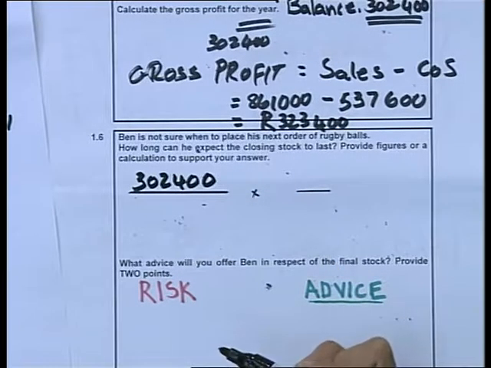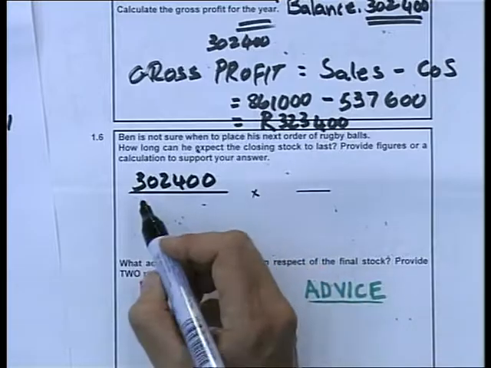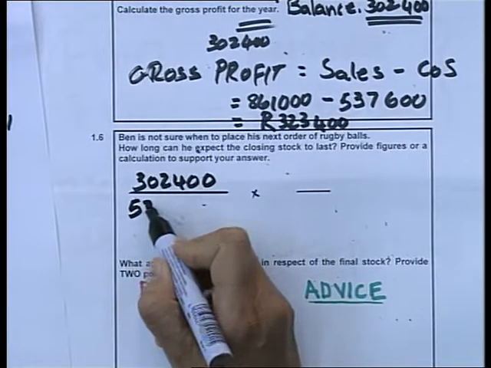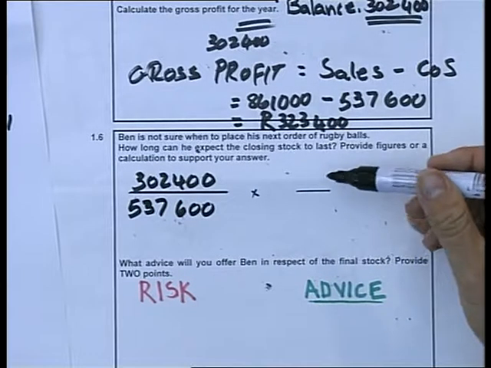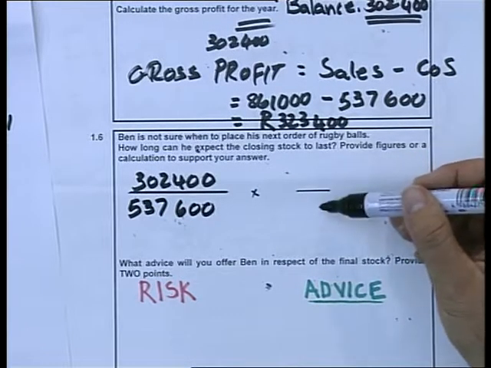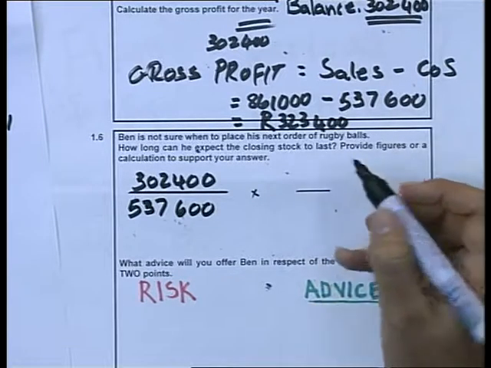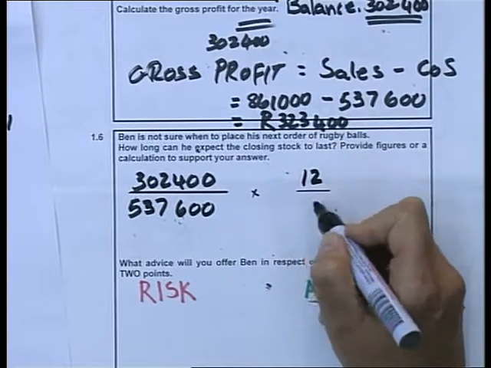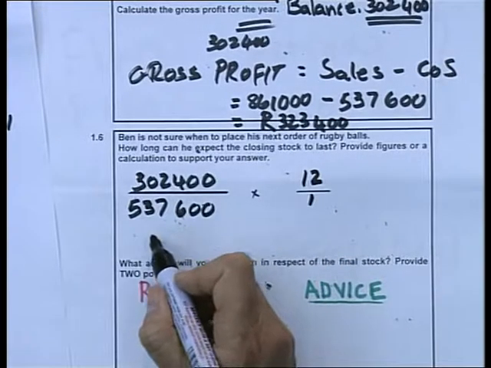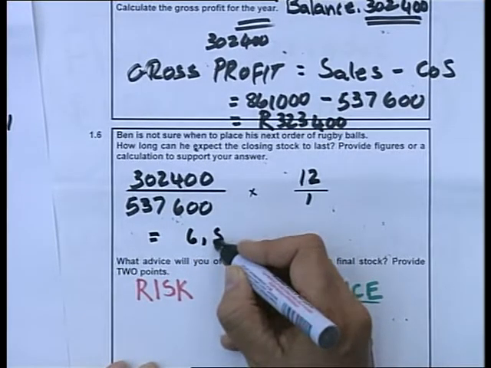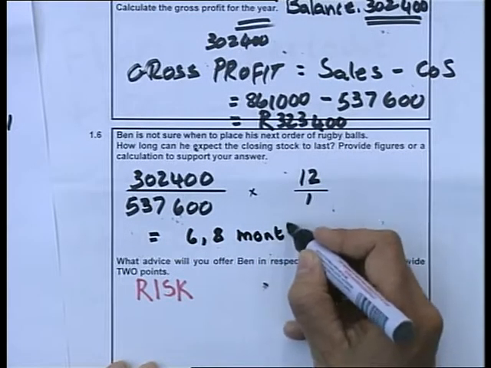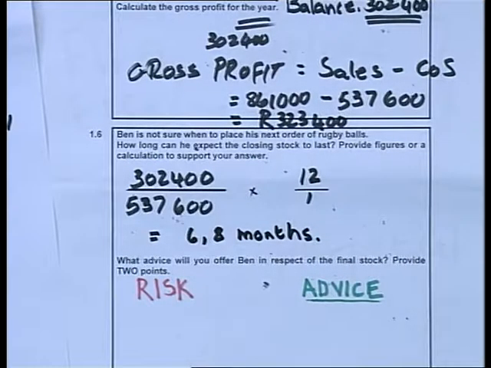And then we calculated our cost of sales as 537,600. Let's say we want our answer in days. You would then say times 365 over 1. Let's say we want our answer in months. Then we say times 12 over 1. So if we do that calculation, you should get 6.8 months. Now that's quite a lot, okay? So in other words, they've got stock on hand of 6.8 months.